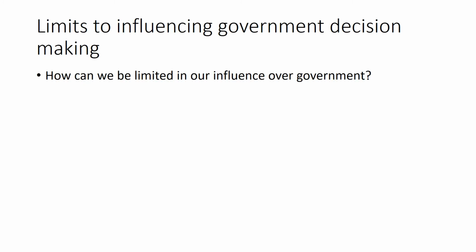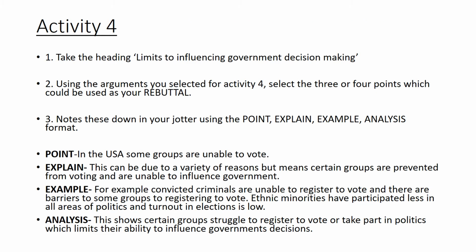The next part of this is limits to influencing government decision making. So how can we be limited in our influence over government? What obstacles are there in the USA for citizens participating in the political process? Now for this part, look at activity 4 in the booklets and take the heading limits to influencing government decision making. Using the arguments you selected for activity 3, we're looking for you to select 3 or 4 points which could be used as your rebuttal. So note these down in your jotter using again the point, explain, example, analysis format.